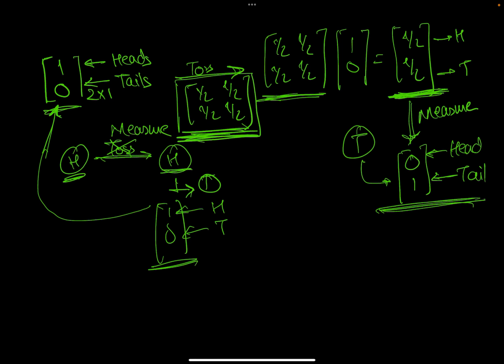Tossing is represented by a matrix operation, and if I perform this matrix vector multiplication, this is what I get, the new state of the coin. And if I do a measurement operation on this state, then it will be simply the 1 in the entry that I get and 0 in the other entry. So I hope it's clear what is actually happening.